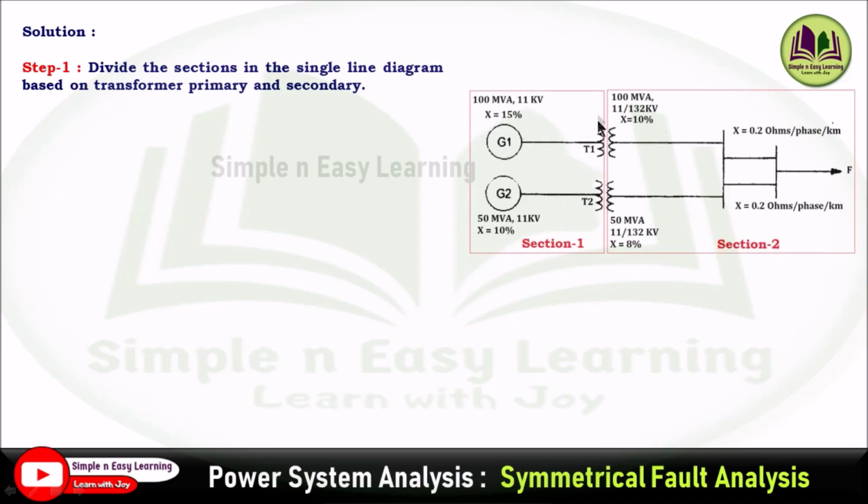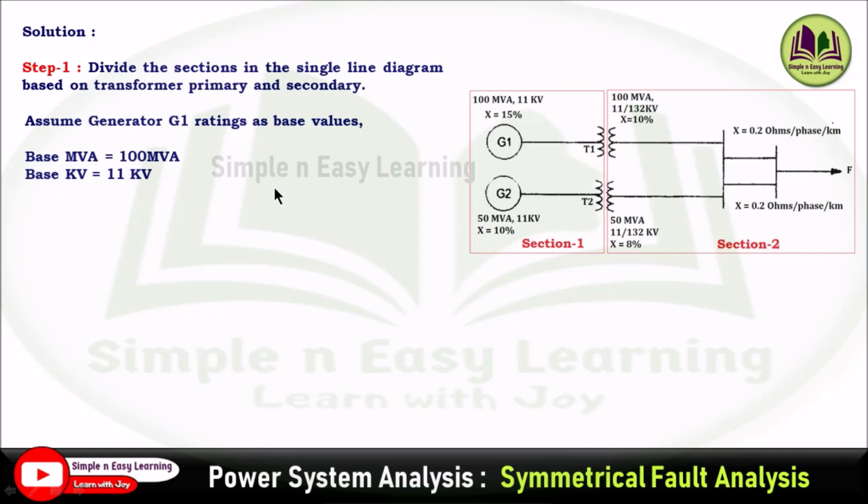So the first step, the transformer primary side is section 1. Since both the transformers T1 and T2 have the same values in the primary, we can treat the primary side of transformers 1 and 2 as common, section 1. And similarly, the secondary voltage is also the same, 132 kV, for both the transformers. So we can treat the secondary side of transformers 1 and 2 as common, section 2.